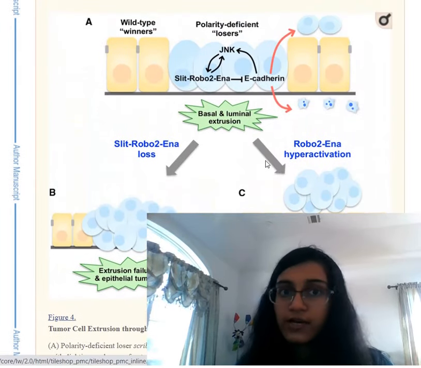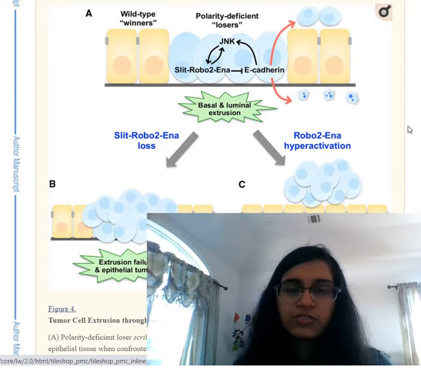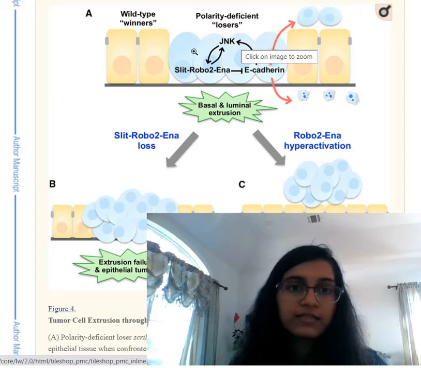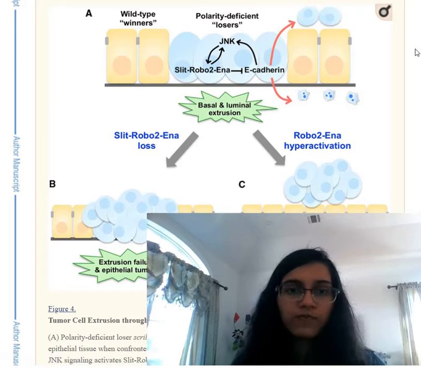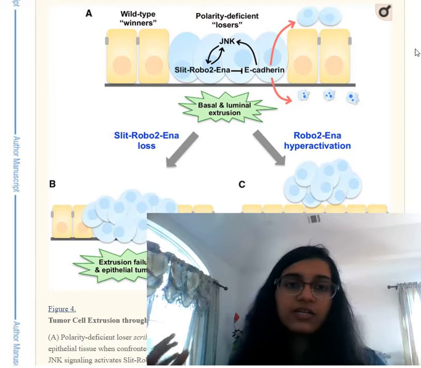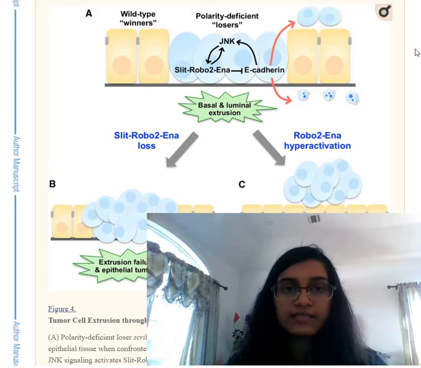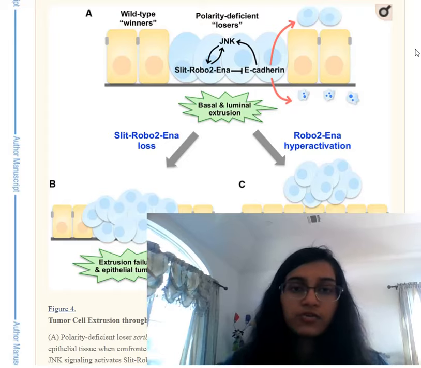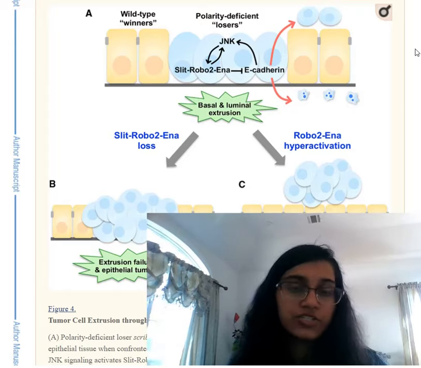Essentially, if we look at this diagram again, just to kind of describe this process, J&K signaling and slit robo 2 are right here. So when they say slit robo signaling is downstream of J&K signaling, it basically just means that it happens after J&K signaling. So here, J&K signaling leads to slit robo 2 activation.